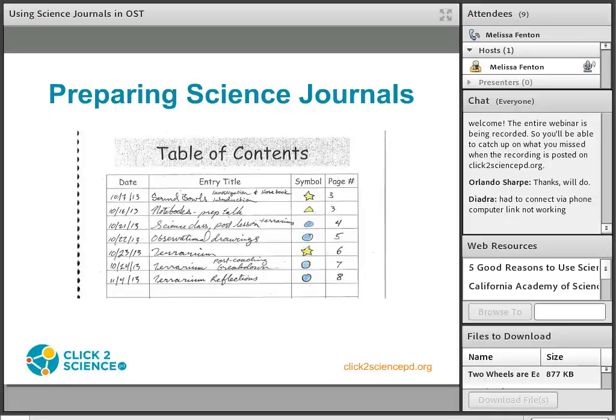So the lesson plan is available from the web links pod, and it's also in the files to download pod. So in the web links, it's organizing notebooks lesson, and then the files to download is a PDF called setting up your notebook lesson plan.